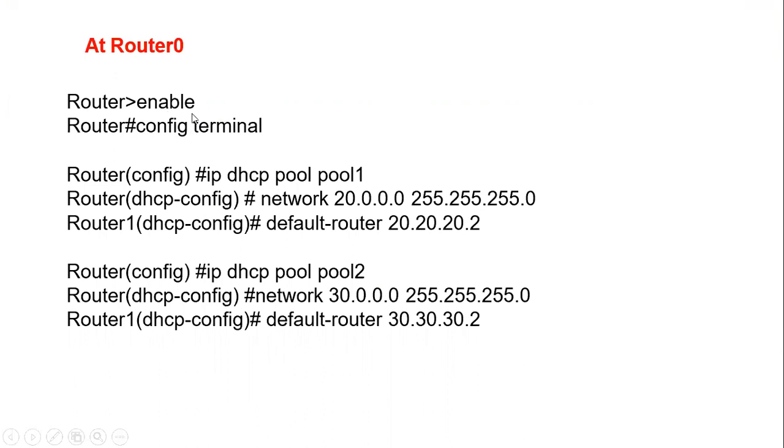So first, at the router, we're going to create 2 pools, say pool 1 and pool 2. This is the 20 network for the first subnet, and this is the 30 network for the second subnet. And there should be a default router. So which is the router for that? The router or the gateway address. So mention the gateway address here. Whichever host comes to this network, this will be your gateway address.